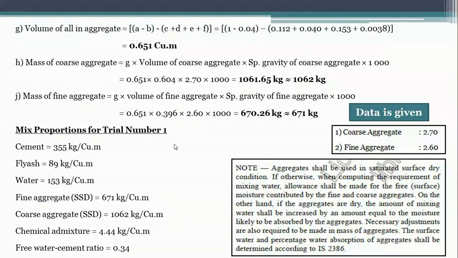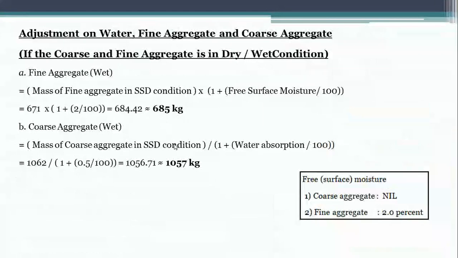But you know it is for SSD condition, so fine and coarse aggregate are for SSD condition. Now as per the data, coarse aggregate is in dry condition, whereas fine aggregate is in wet condition. So we have to do some adjustment for coarse aggregate as well as for the fine aggregate. So adjustment on water, fine aggregate and coarse aggregate. If the coarse and fine aggregate are in dry or wet condition, you have to do some adjustments.